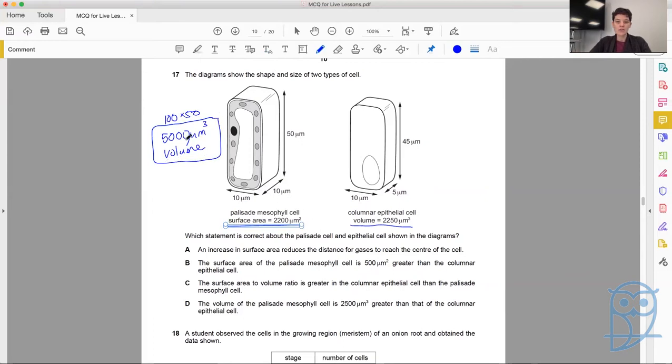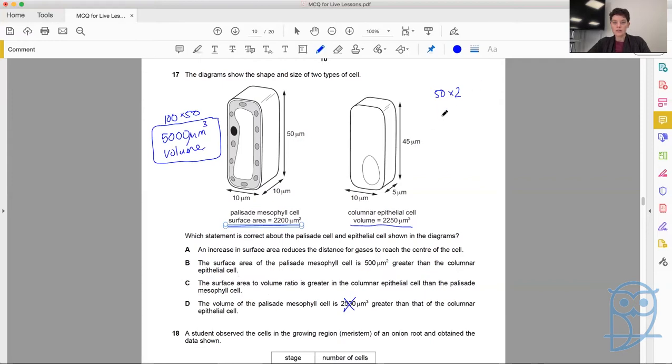Okay, so we can already see that D is knocked out because that volume is not 2,500 greater, it's 2,750 greater. So that's wrong. Surface area of our columnar epithelial is 10 by 5 by 2. So we would have 50 by 2. There's our two ends, right?